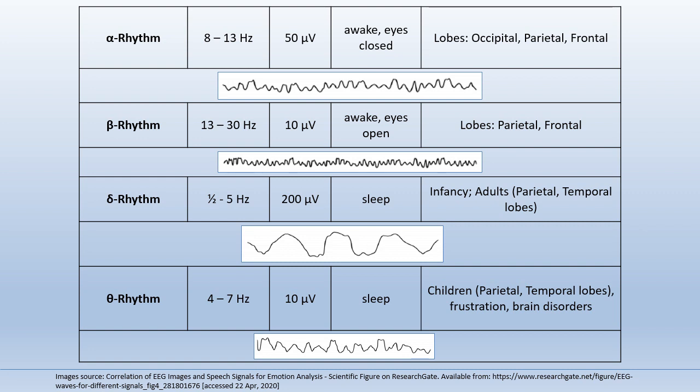Then we have the theta wave pattern. Its frequency is 4 to 7 Hertz. The voltage is 10 microvolts. It is seen again in deep sleep, also seen in children on their parietal and the temporal lobes. It is also seen during the state of frustration and also seen in certain brain disorders.